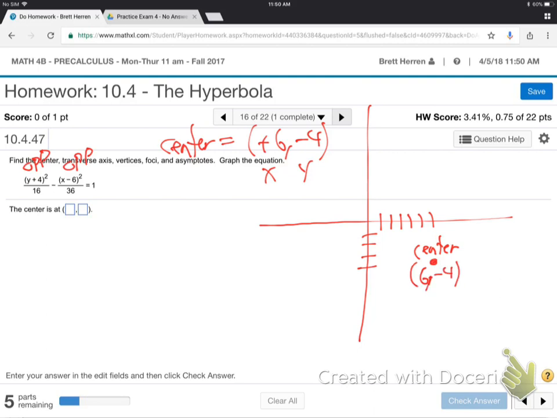So there's the center, over 6, down 4. Good. So there's the center. Go ahead and look at what's underneath x. That'll be right, left from the center. Look at what's underneath y. That'll be up, down from the center. Make the dotted box. Put those 4 dots up, down, right, left from the center. Whatever's under x, whatever's under y.